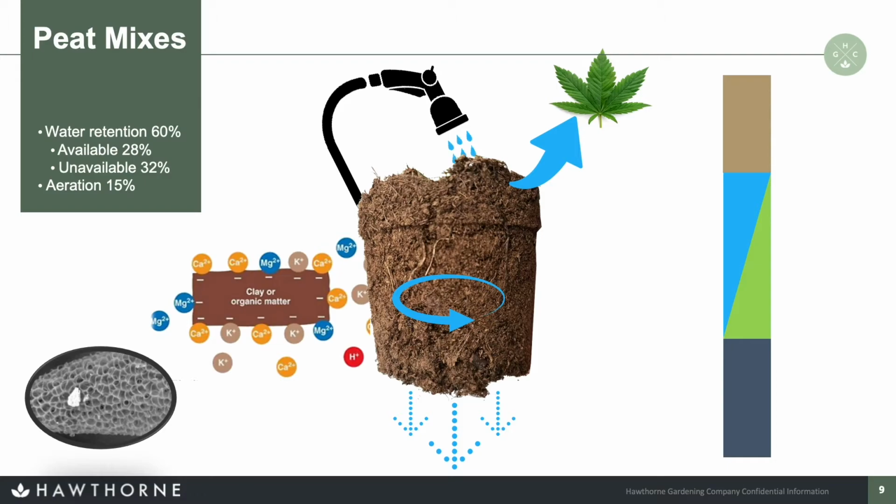And because of the organic nature of sphagnum moss, the surfaces of the organic matter are usually charged negatively, which will act like a magnet to absorb water molecules, but also nutrients. And this is what we call cation exchange capacity, as demonstrated by the little figure on the left of the peat mix. So we have a couple of interesting things to notice here.